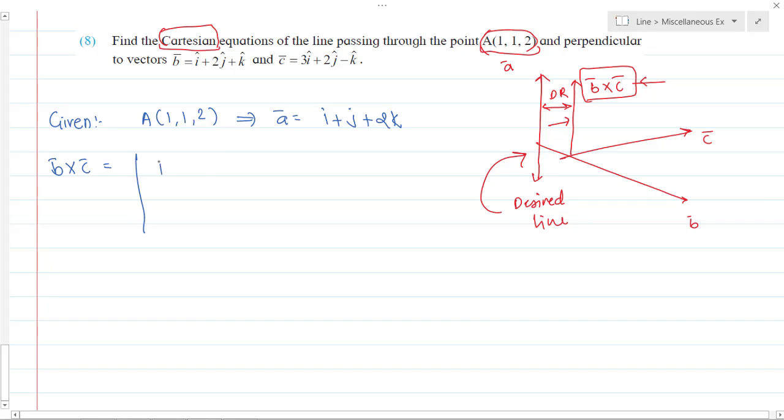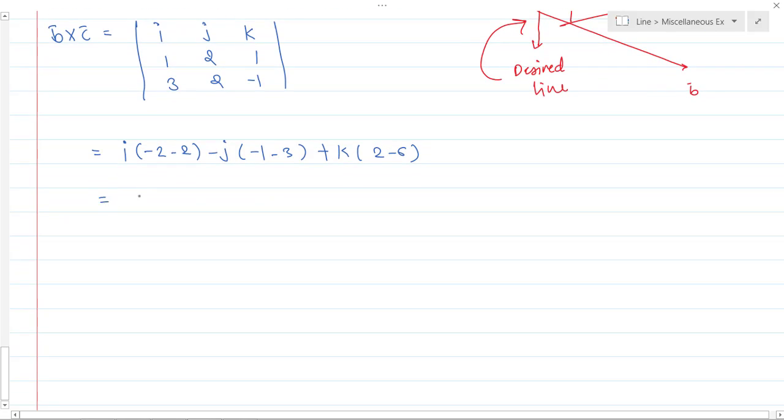How do you find b bar cross c bar? i j k, write down b bar which is 1 2 1 and c bar is 3 2 minus 1. Okay, perfect. So let's find out this determinant. i becomes minus 2 minus 2, minus j becomes minus 1 minus 3, and plus k becomes 2 minus 6. So let's simplify this. It is minus 4i, so minus minus plus 4j, and we have minus 4k. Okay, so this is what the b bar cross c bar is.